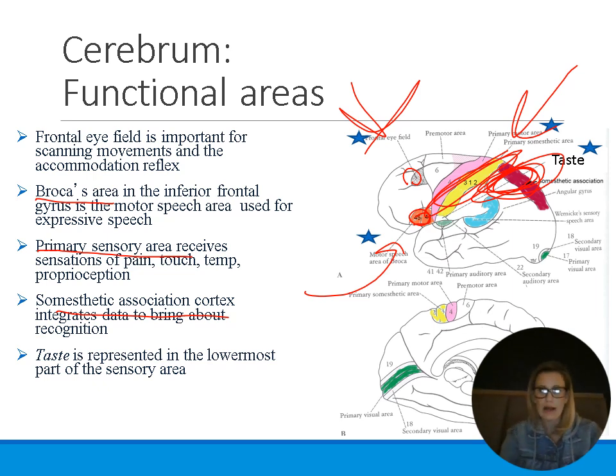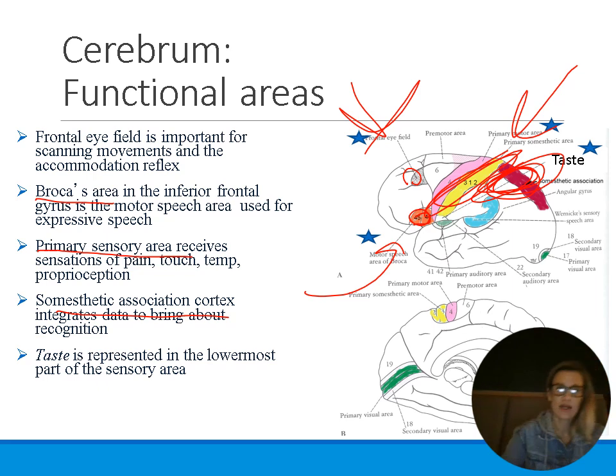The association area is, again, where we bring about recognition of what it is that we're feeling. So for example, stereognosis is how you can recognize what something is by just touching it. So if you were to close your eyes and I were to put a cotton ball in your hand, you could probably feel that and tell me what it was without seeing it, just based on the feel. That's stereognosis. The actual sensations are going to go into the primary cortex, but it's the association area that's going to allow you to make sense of those sensations and know that that's a cotton ball that you're touching.